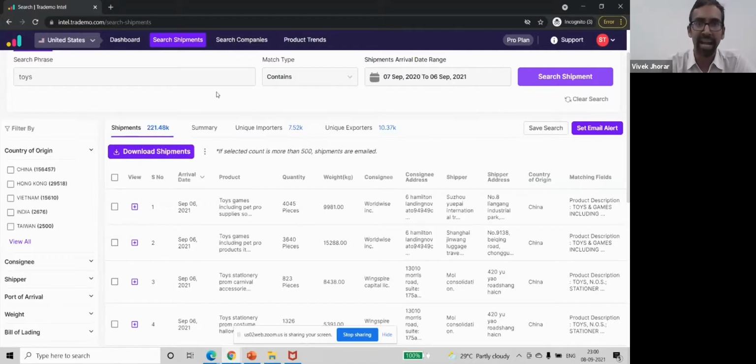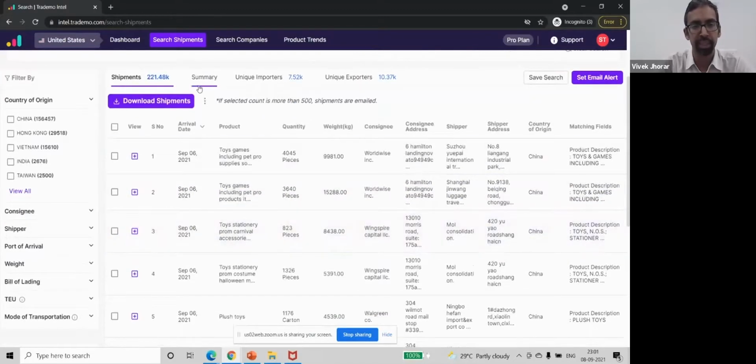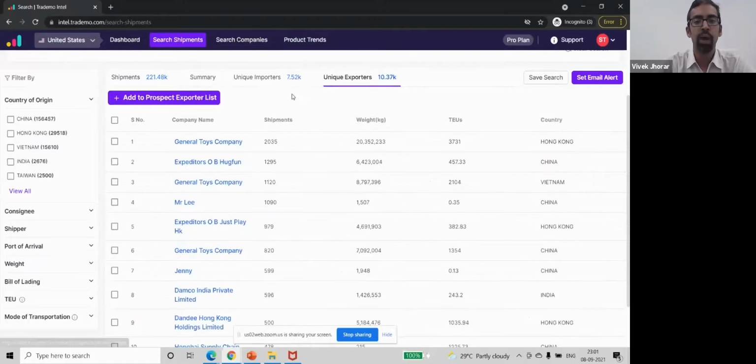And if I am a small time importer with just a small team, I need not worry because it is easy to find more suppliers using the shipment data. I just go to the tool and see these shipments, and there is a tab here which shows all shipments, and there are other tabs which show unique importers and unique exporters, which essentially shows that these are the exporters who are exporting toys to US from across the world in the last 12 months.